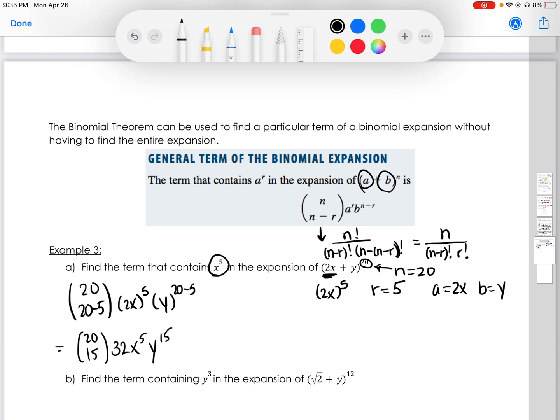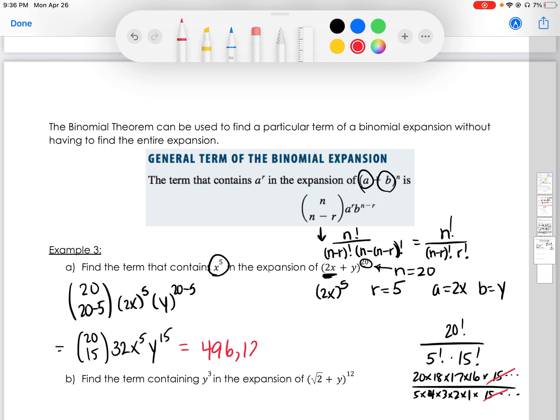Okay. Now we just need to work out that 20 choose 15. So we have 20 factorial over 5 factorial times 15 factorial. Okay, so we have 20, 19, 18, 17, 16, and then 15 all the way down. This will be 5, 4, 3, 2, 1. Whoops, 4, 3, 2, 1 times 15 all the way down. The 15 all the way down is going to cancel. All right, so when we work that out, that's going to give us, oh, that's a big number, 496128, and then we have x to the fifth, y to the 15th.